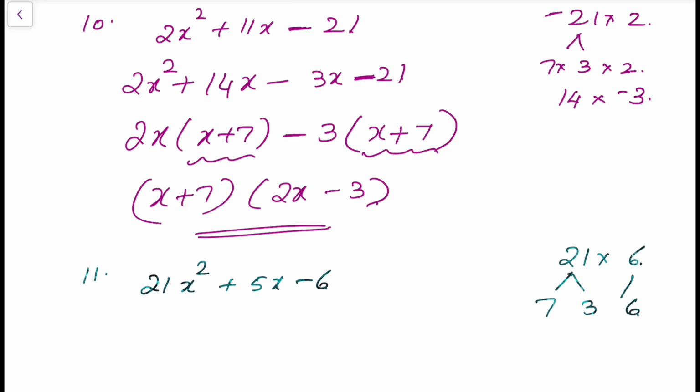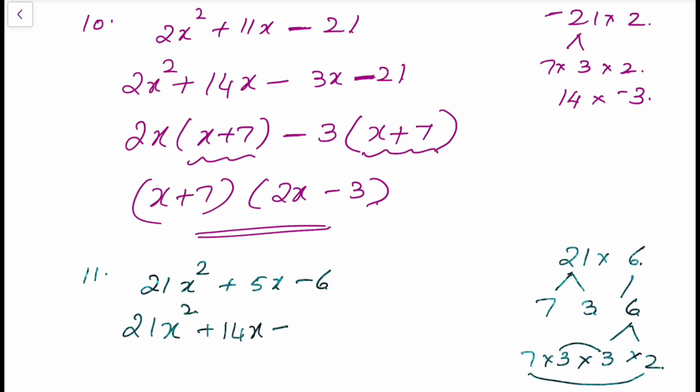This also you will not get. So, we will again split this as 3 into 2. So, you have 7 into 3 into 3 into 2. Now, we will check, yeah, 7 into 2 is 14 and 9, you will get 5. So, it is positive 5x and minus 6. So, you have to write this as 21x squared plus 14x minus 9x minus 6. With a few problems, when you practice, you will get how to select the factors.